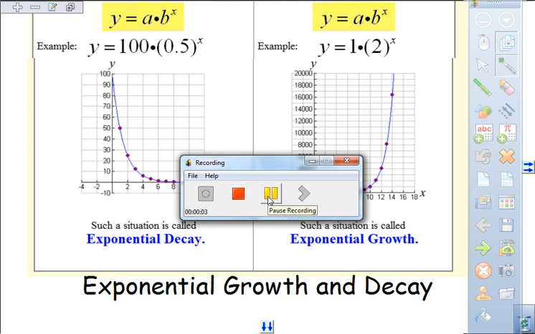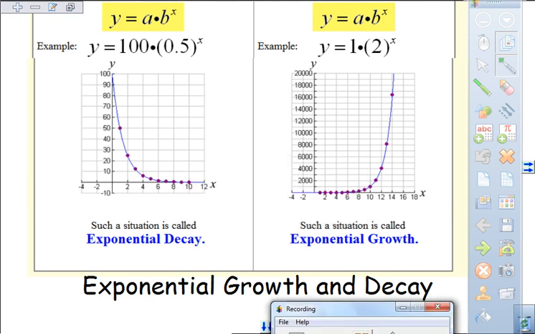This is Algebra Lesson 7-6, Exponential Functions. Please make sure you have your yellow note packet out. Your first slide should look like this.